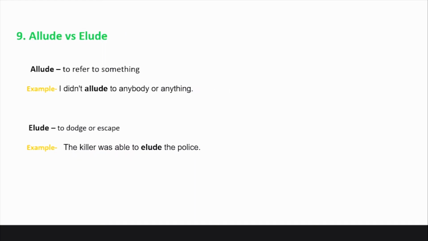Allude and elude. Allude, meaning to refer to something. Let's look at the example. I didn't allude to anybody or anything. Elude, meaning to dodge or escape. Let's look at the example. The killer was able to elude the police.